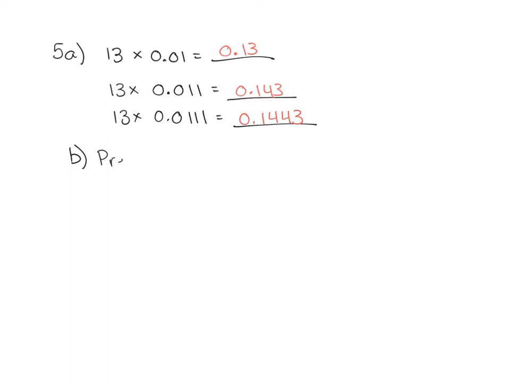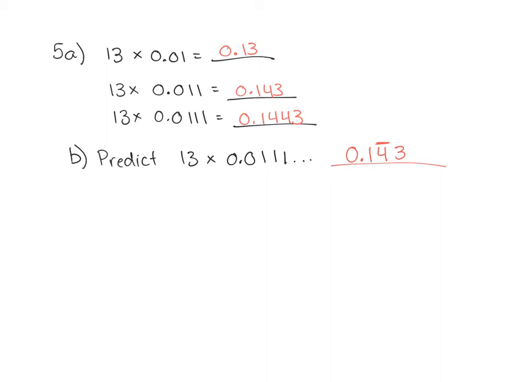Now, question B asks us to use this pattern to predict 13 times 0.0111 going on infinitely. So we'd have 0.14, and it looks like the 4 is going to keep repeating, and then maybe we'd get a 3 at the end. But we know that we can't actually have an unrepeating decimal afterwards.